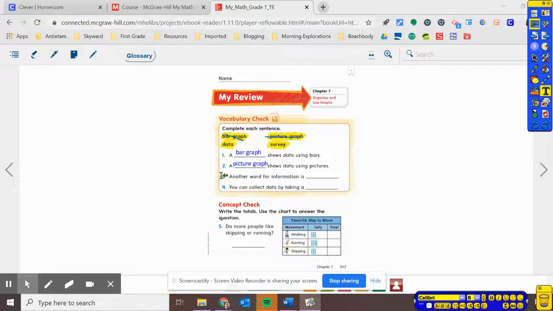Number 3, another word for information is it data or survey? Well, I know that word information also means data. So I'm going to write that on the line, data. And finally, you can collect data by taking a survey, which is when you ask the same question over and over again. So go ahead and write those terms on your lines.